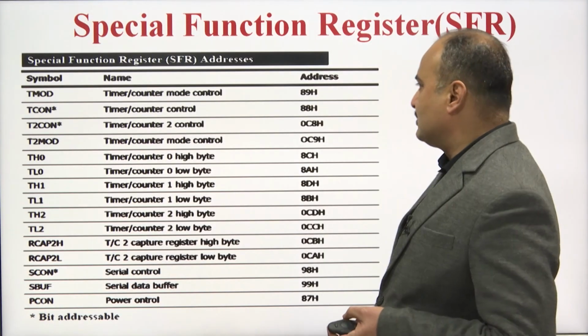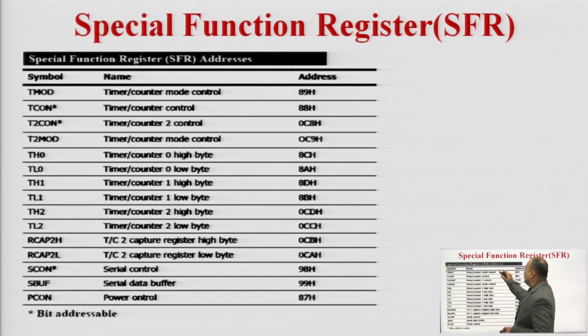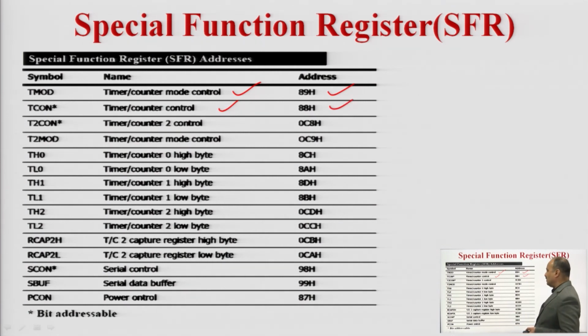Next, the special function register and its address is the TMOD register. This TMOD register is nothing but the timer or counter mode control register. It is an 8-bit register in 8051 microcontroller, and with the help of this 8-bit register we are able to configure or select the timer and the mode of operation. The address is 89H. TCON register, the timer control register, which is used to control the operation of the timer, has the address 88H. Then we have T2CON, the timer counter 2 control register, address 0C8H. Then T2MOD, the timer counter 2 mode control register, having address 0C9H.